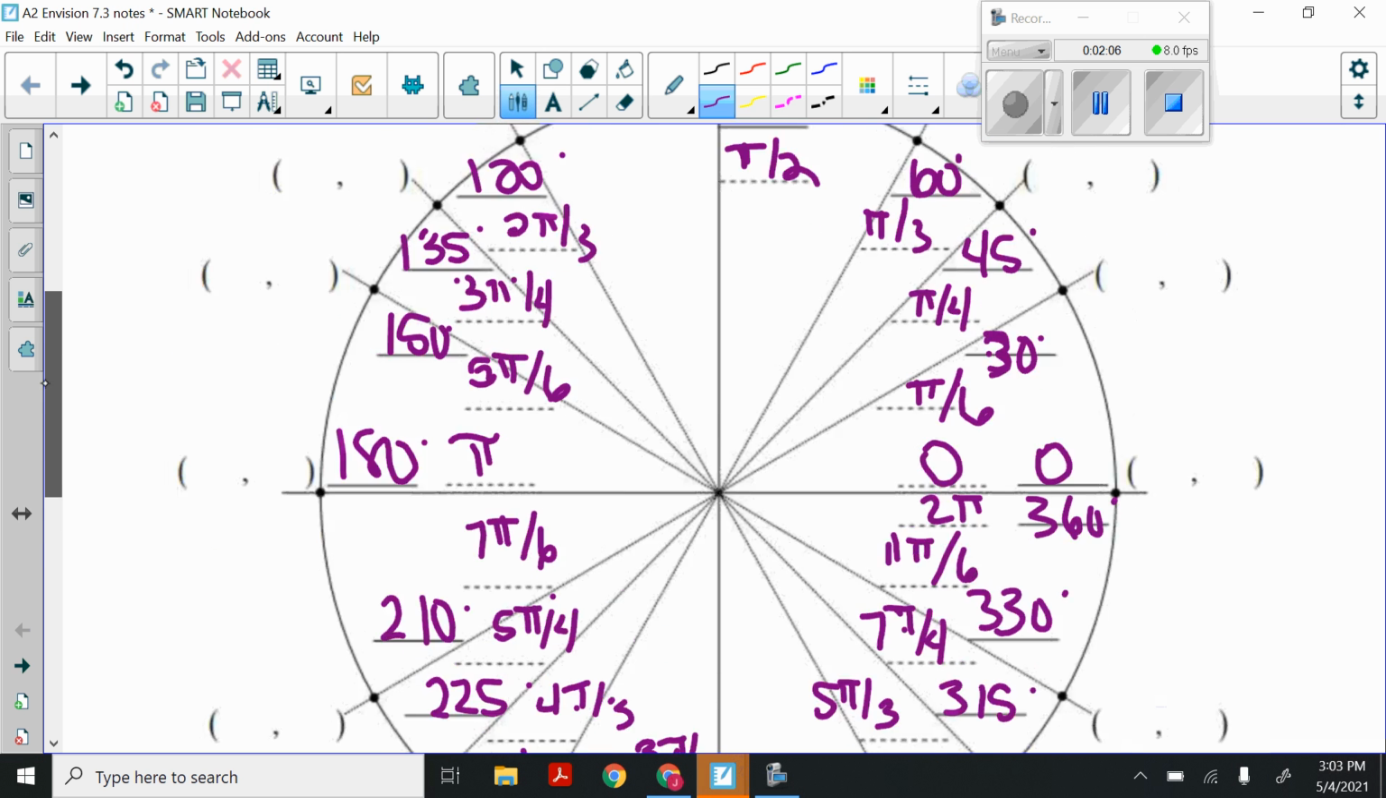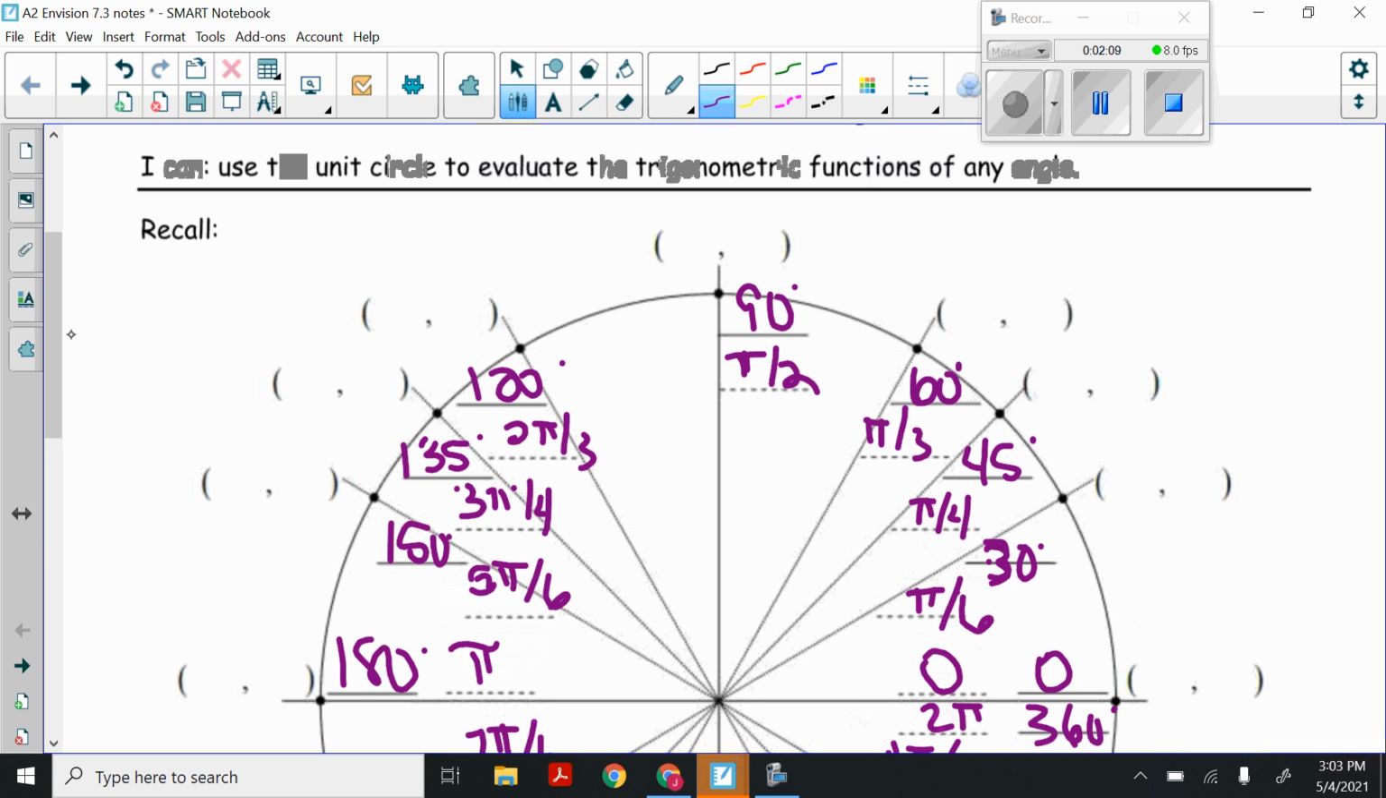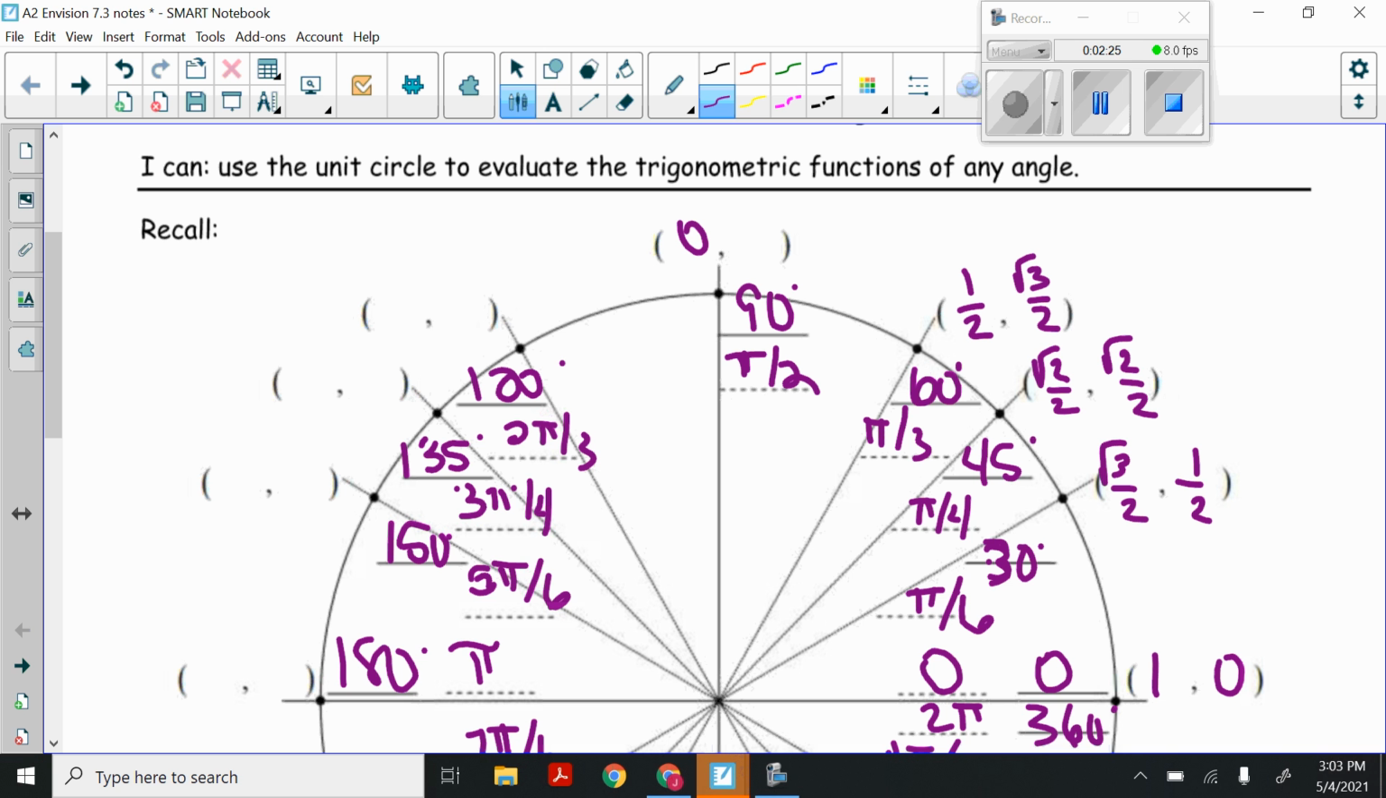So now we want to do all of our x's and y's. So this is the point 1, 0. So that means this is the point square root of 3 halves, 1 half, square root of 2 over 2, square root of 2 over 2, 1 half, square root of 3 over 2. This is the point 0, 1, which makes this the point 1 half, square root of 3 halves, square root of 2 over 2, square root of 2 over 2, square root of 3 halves, 1 half.